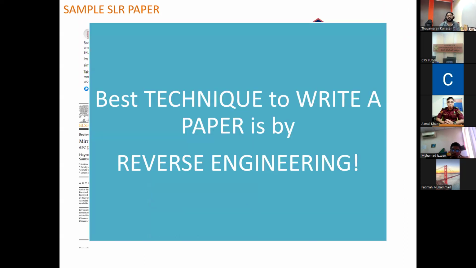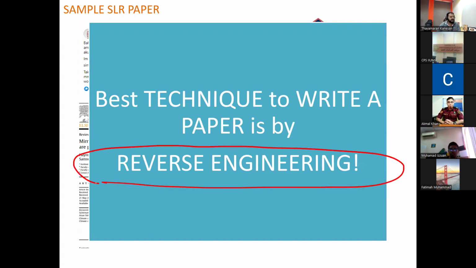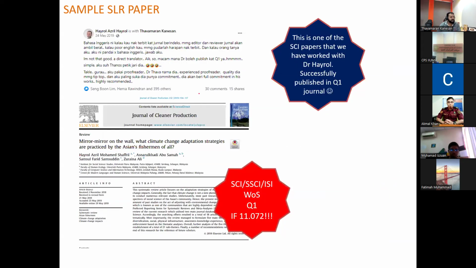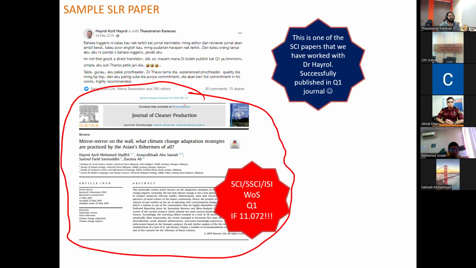Okay, the best technique to write a paper. This one is to answer one of the questions earlier. To write a paper is by reverse engineering. Very, very crucial, this one. So this is a very good paper from Dr. Hero, a systematic review. This is the first paper we worked on for Dr. Hero, a systematic review paper back in 2019.